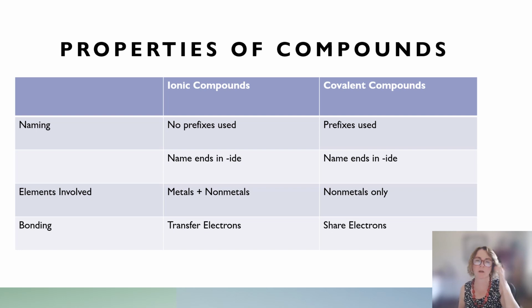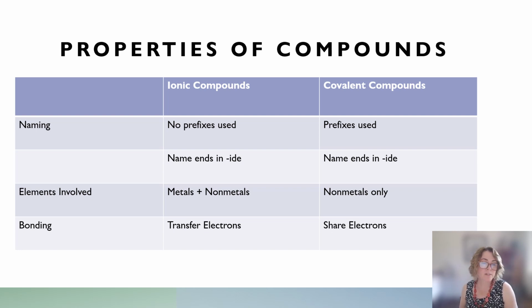So first, let's talk about the differences in terms of naming. For ionic compounds, we are not using prefixes. There's no need to tell anybody how many of each ion you have. For covalent compounds, it's very important that we tell everyone exactly how many of each atom we have, so prefixes are used in covalent compounds. Now, for both ionic compounds and covalent compounds, we're changing the ending of the last element to IDE.